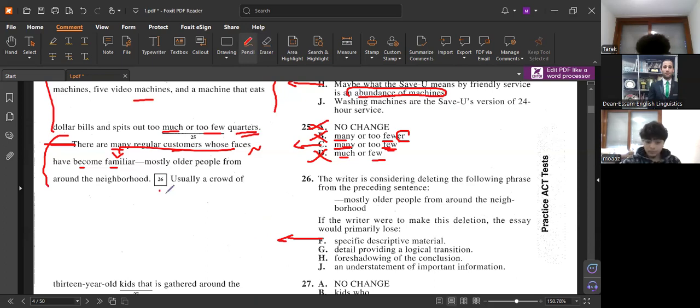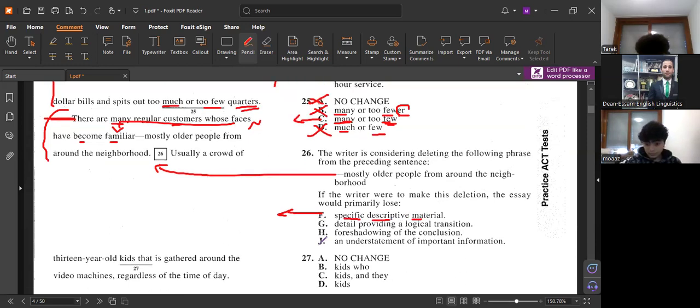If you add this detail, you describe exactly what kind of people. Older people from around the neighborhood, not any people. Yes or no? Yes. So we cannot delete it because it tells us what kind of people exactly. Feel it? So it's called specific descriptive material.